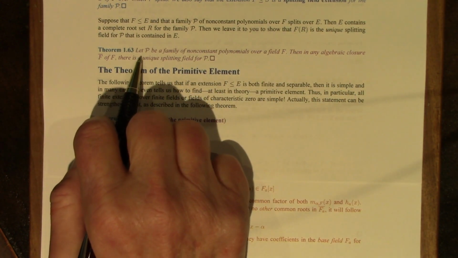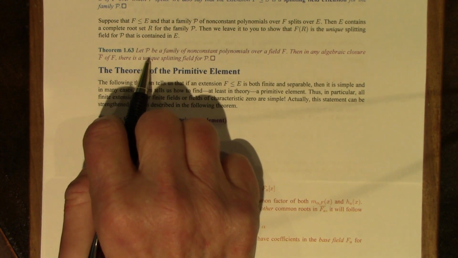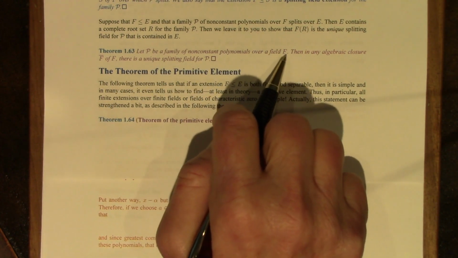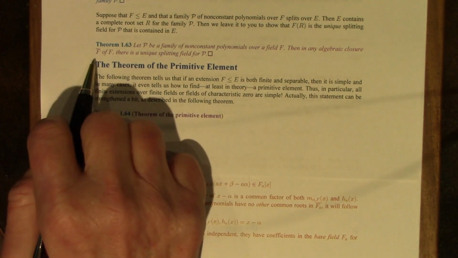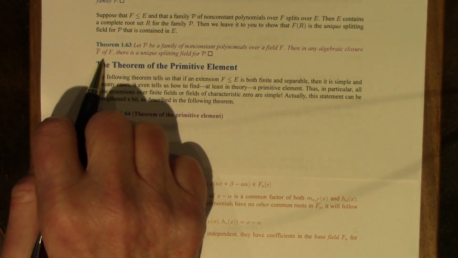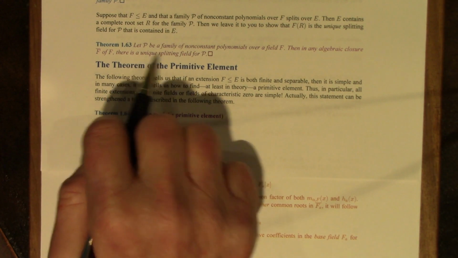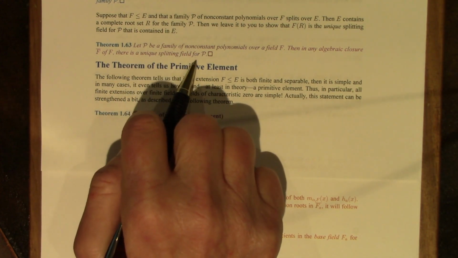And so, theorem: let P be a family of non-constant polynomials over a field F, then any algebraic closure, F bar of F, contains a unique splitting field for the family.